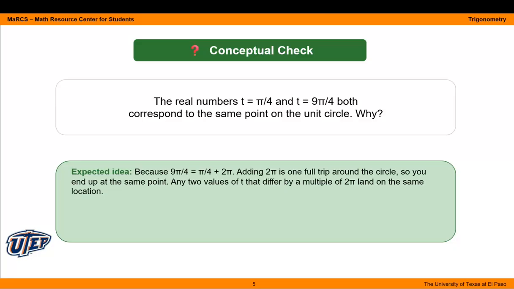This slide asks why t equals pi over 4 and t equals 9 pi over 4 correspond to the same point. The reason is that 9 pi over 4 is the same as pi over 4 plus 2 pi. So starting at pi over 4 and then adding 2 pi means making one complete revolution and returning to the same location. More generally, any two points that differ by a multiple of 2 pi correspond to the same point on the unit circle.